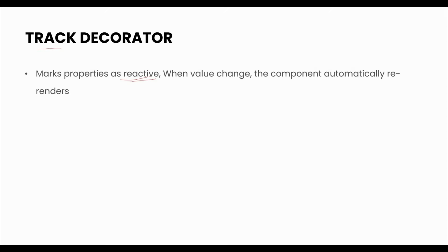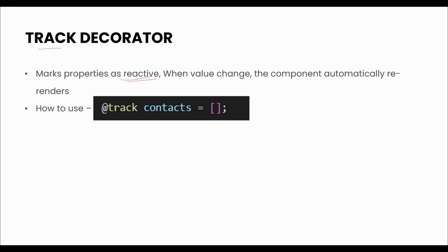Now, you might be thinking how we can use the track decorator or how we can make a property reactive. So if you want to use any decorator with properties or methods, then before their declaration, first we have to add the @ symbol, then the decorator name. For example, let's say we have a context property, and if you want to make it reactive, then before this property name, we have added @track. Okay?